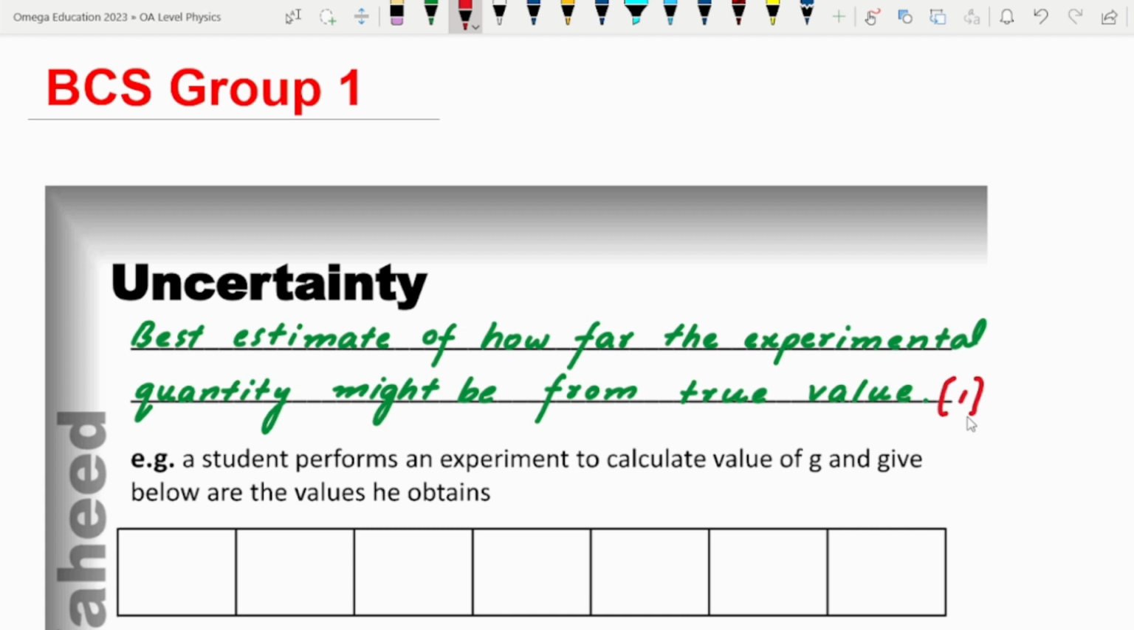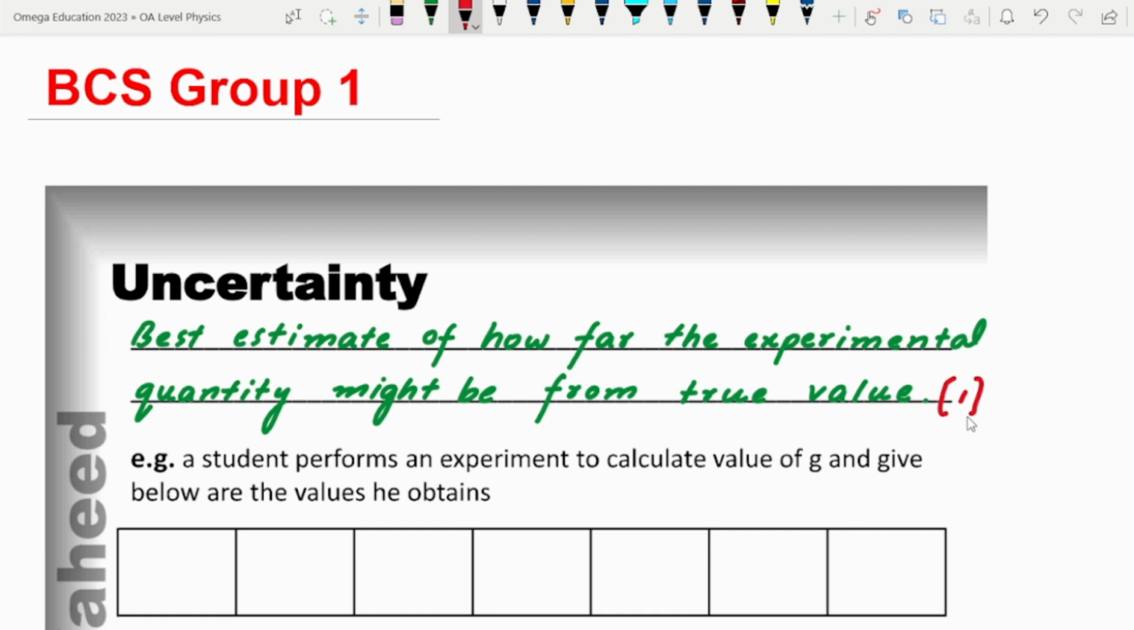So if they ask you for 1 mark just to define or state what is meant by uncertainty, then you write this: the best estimation of how far the experimental quantity that you're measuring by the experiment is or can be from the true value. Like how far it can be from the actual value. That estimation is called uncertainty.